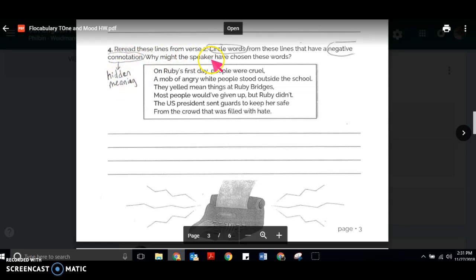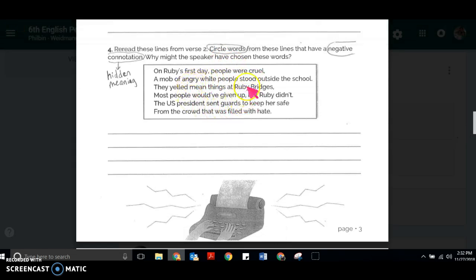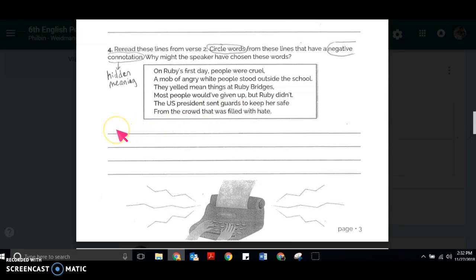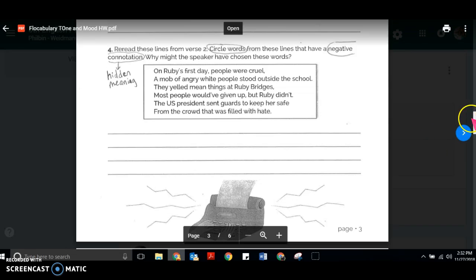Why might the speaker have chosen these words that you circled in here? Make sure you're circling more than one. It says circle words from these lines. And then down here, answer the question. Why might the speaker have chosen these words?